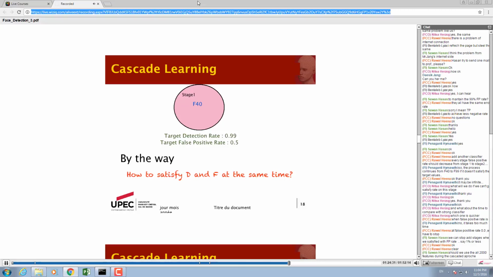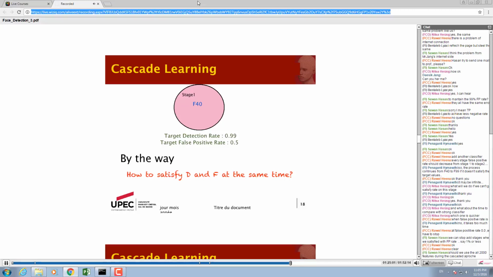Okay, let me answer the question from someone. You asked, should we use all the 2000 features? No, we don't need to do that. If we reach the target number, then, by the way, we selected 2000 features. That is kind of a pool, okay? The maximum number of features and classifiers we can use, but we don't need to use all of them.